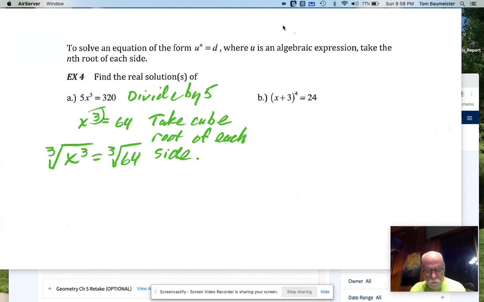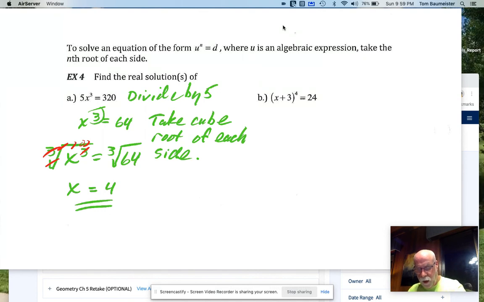64. So I want you to kind of think, like I've said before, a square and a square root kind of cancel each other. So the same thing here, a cube and a cube root cancel each other. What are you left with on that side? You're left with x. And again, just earlier, I showed you that the cube root of 64 was 4. Okay.